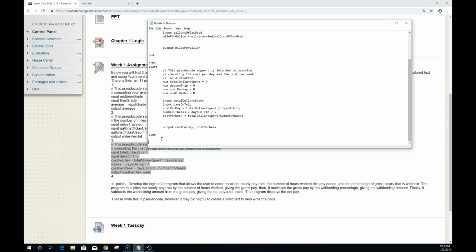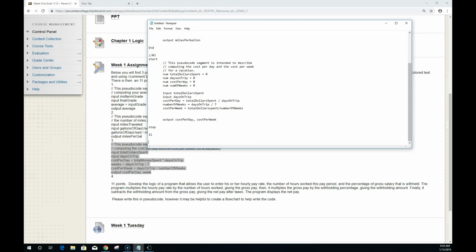All right, so let's look at number 11. Let's just take a look at what we're going to do. It says develop the logic of a program that allows the user to enter his or her hourly pay rate, the number of hours worked this pay period, and the percentage of gross salary that is withheld. The program multiplies the hourly pay rate by the number of hours worked, which gives us gross pay. It then multiplies the gross pay by the withholding percentage, subtracts that from the gross pay, giving the net pay after taxes. The program displays the net pay.